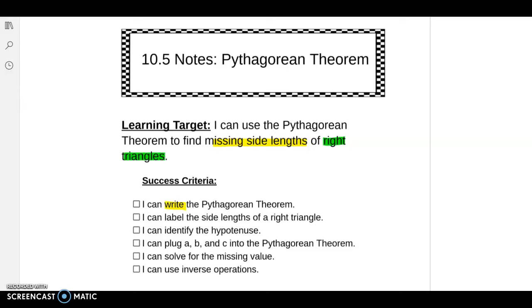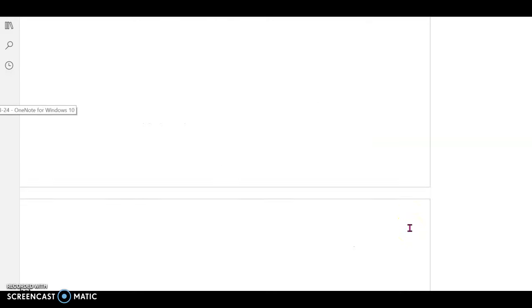Pythagorean theorem only works for right triangles, not any other kind. So they have to have that 90-degree angle. You usually see a box in the corner. So like so, it has to be a right triangle. So if you know two of the sides and you don't know the third side, then you can use the Pythagorean theorem. Okay? So let's look at the Pythagorean theorem itself.